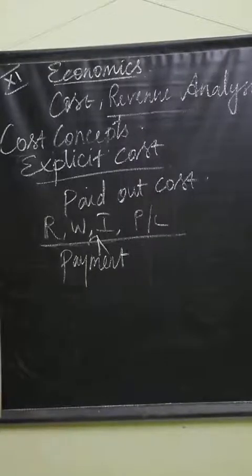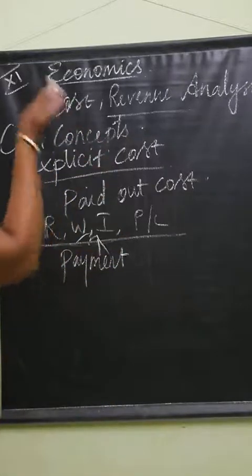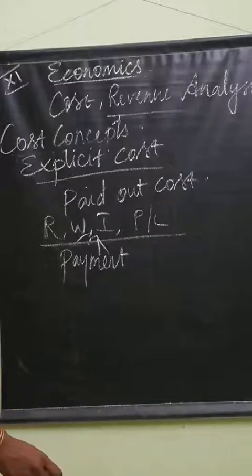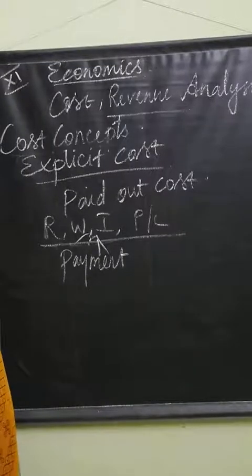Sometimes the actual expenditure of the firm to purchase or hire the inputs of the firm is also included in this. So the explicit cost includes, as I said, wages, payment for the raw material, capital invested, whatever we studied in the money cost will also come here. And also included are the license fee, depreciation, insurance charges. All these things come under explicit cost.